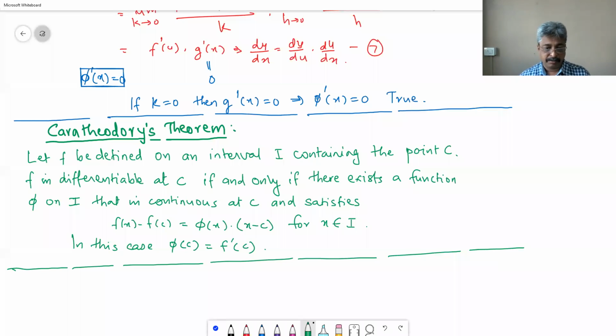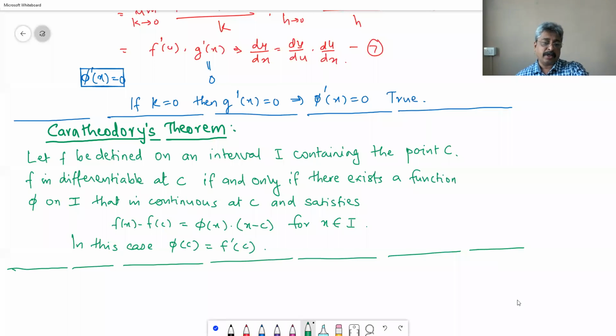I will give you an example by which we will be able to. First of all, f is defined on interval I containing point c. So c is in the interval. f is differentiable at c if and only if there exists a function phi on interval I, that is continuous at c and satisfies this expression.